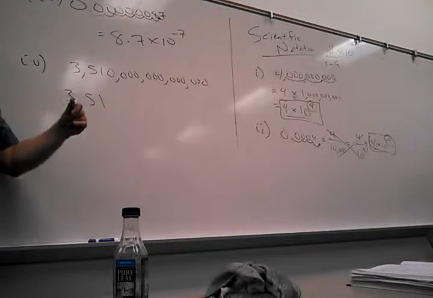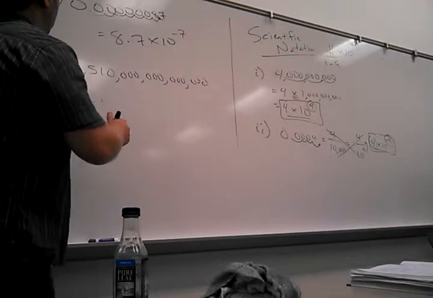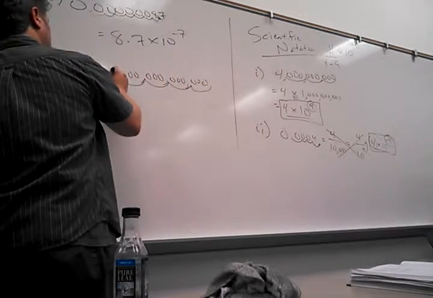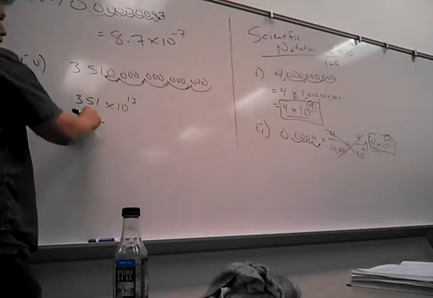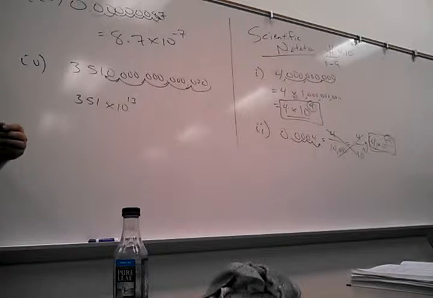Can you do 351 times 10 to the 13th? Let's do that. So if I move it 3, 6, 9, 12, 13. So that would be 351 times 10 to the 13th. Doesn't that have more tens in it? 300 is 300. There's still tens I haven't taken out.